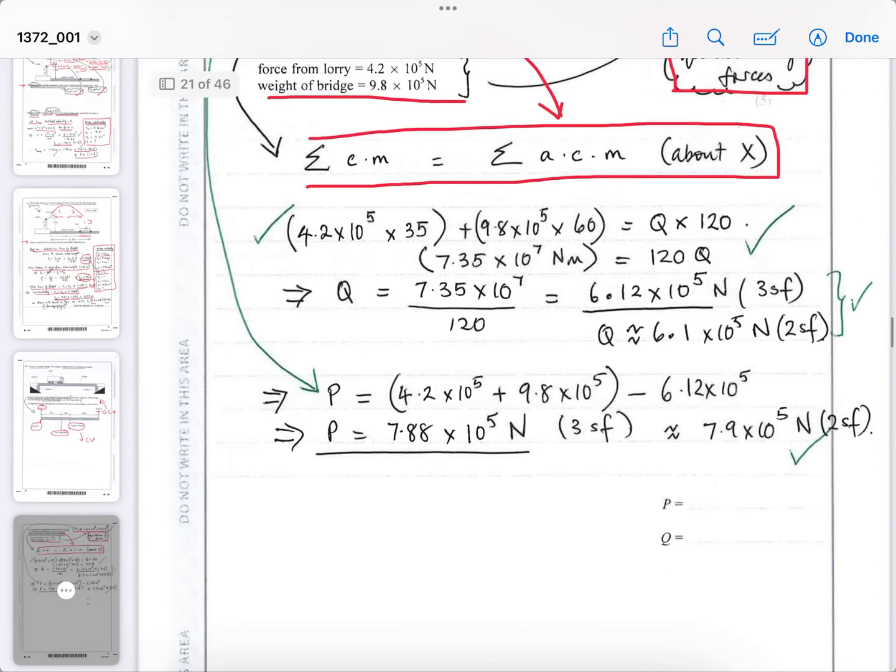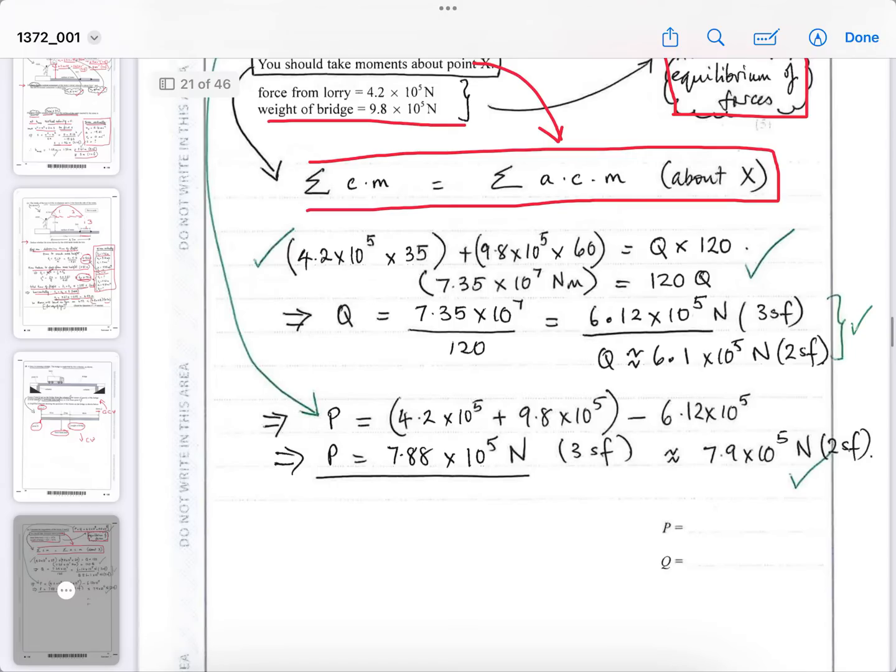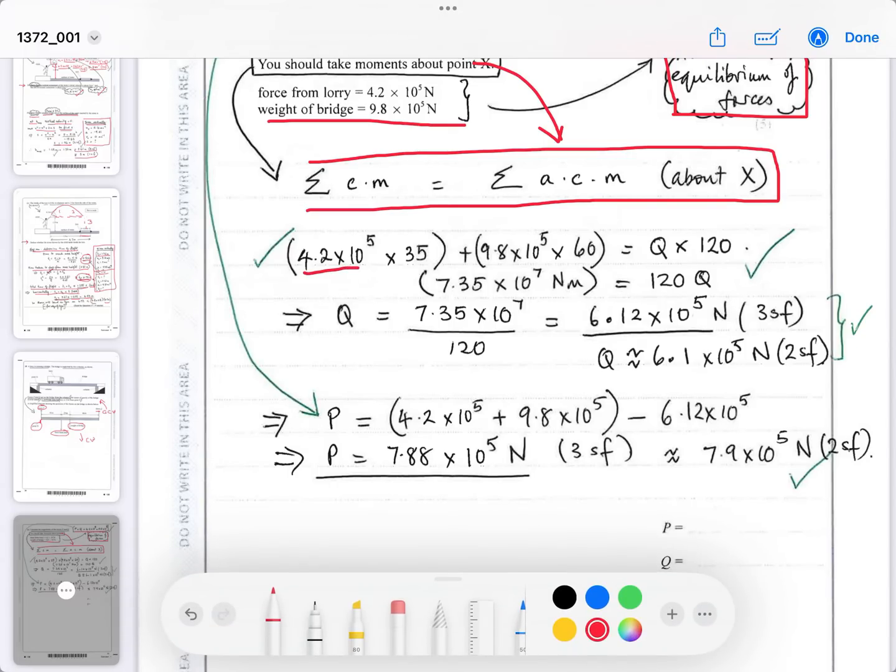So once we put the figures in, we know that the weight of the lorry times 35 meters, plus the weight of the bridge times 60 meters, must be equal to the anti-clockwise moment. That's the clockwise moments, so they are both on the left-hand side of the equation we're using. And the right-hand side is force Q times its distance from point X, 120 meters. These must be equal. So the only unknown is Q, and you can work out what Q is.